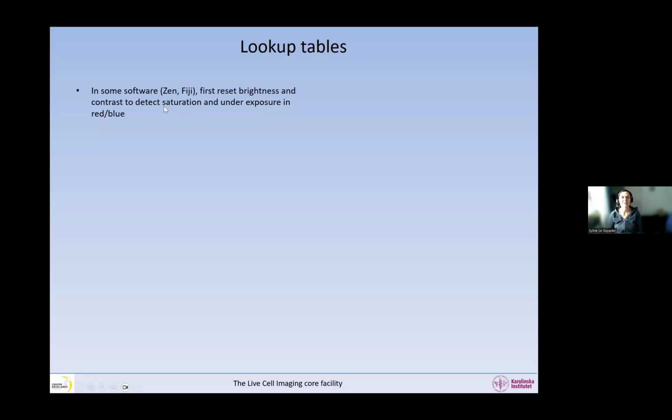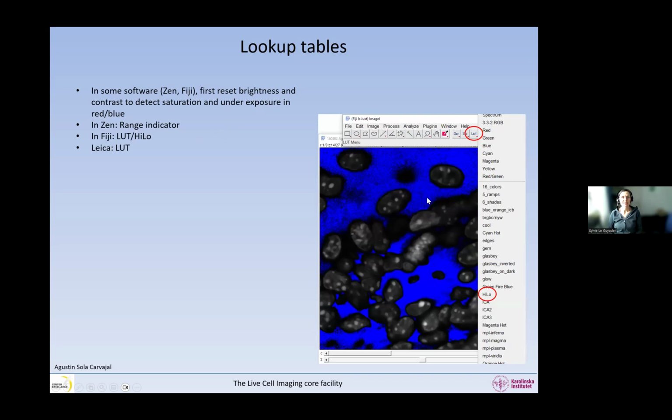And then to detect the saturation and underexposure, in Zen it is called the range indicator. You might have seen it somewhere. And in Fiji, it's called high-low. And in Leica, it's called LUT. And here in Fiji, you have a little button called LUTs, and here you can select high-low, and then this is what will happen.